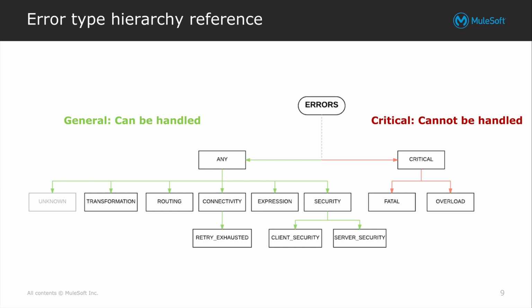When it comes to connectors, each connector defines its error type hierarchy considering the core runtime one, though CONNECTIVITY and RETRY_EXHAUSTED types are always present, since they are common to all connectors. The most important thing about these error types is that they are part of each component's definition. So during the design process, you will be aware of any failures that could occur.